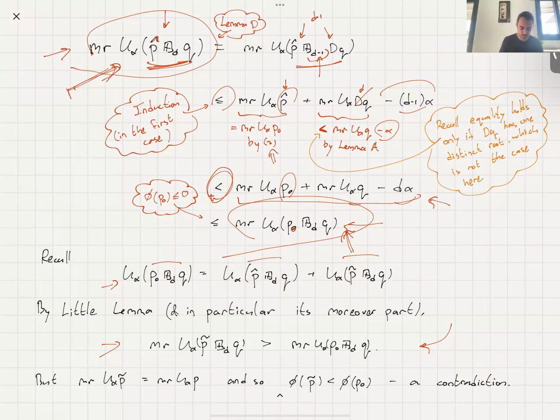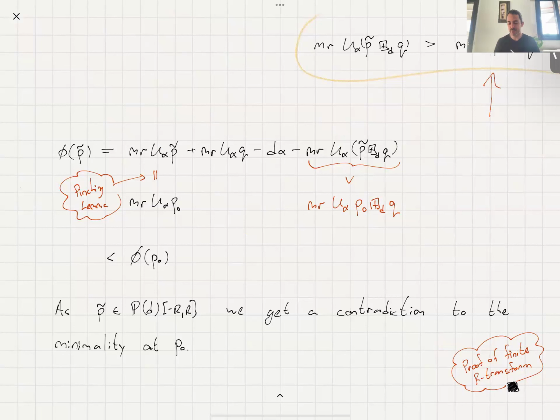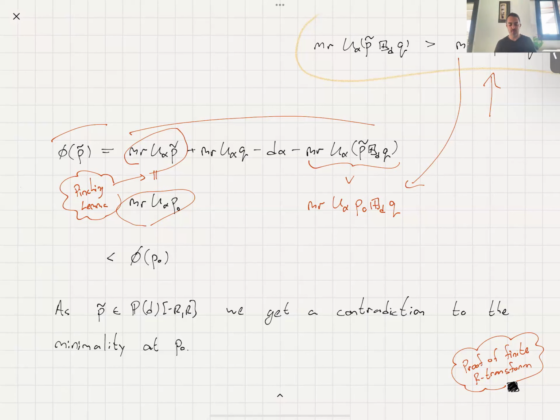Okay, so kind of ignore that. I just expanded it here. So with this in mind, that's what we just proved. So let's look at phi of p tilde now. Phi of p tilde by definition is this thing. And we know that the first sum in here, the max root of u alpha p tilde, is the max root of u alpha p0. That's the pinching lemma. And we just proved this inequality that the tilde player is larger than the zero player, but it's with a minus. So when you take this into account, you get strict inequality to the same expression as here, but only with p0s instead of p tildes, which is exactly phi of p0.